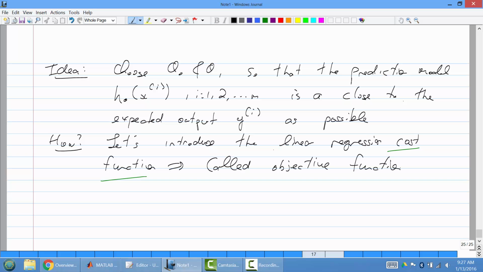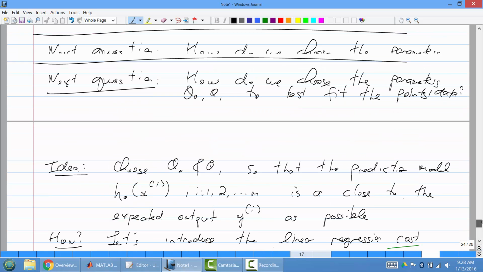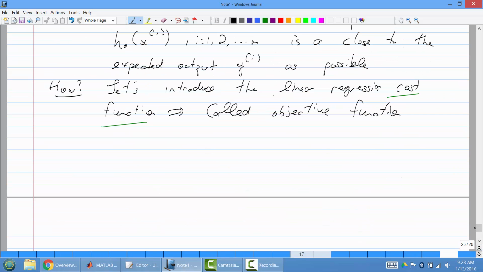So the idea is that every time you choose a set of parameters, it's going to cost you some amount to fit all those points to that particular line. The higher the cost, the worse it will probably perform. So you want to choose parameters that give you the lowest possible cost, so that it gives you relatively good predictions. So it's the cost function, an objective function. Choose theta 0 and theta 1 that have the lowest cost.